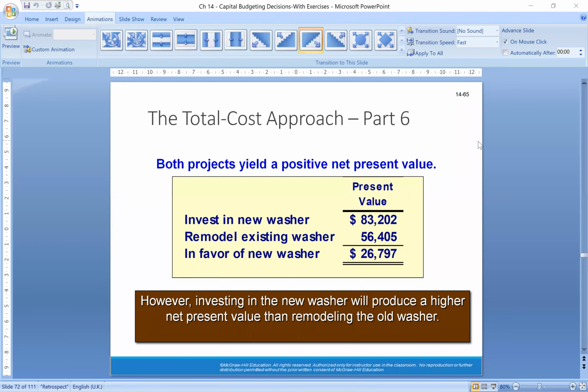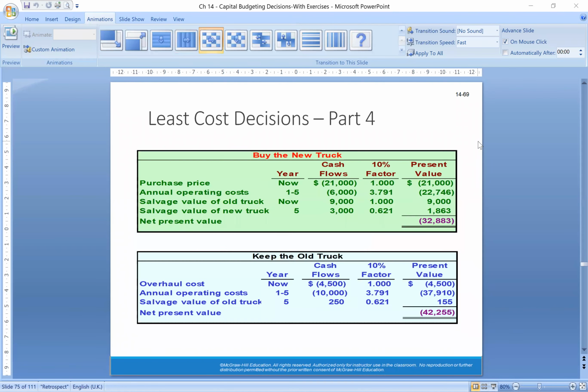Again, another example, for a truck. Look at this information about trucks, old and new. Buying a new truck will have a net present value of negative 32,000, but keeping the old truck will have a negative net present value of 42,000. So what is the decision in this case?